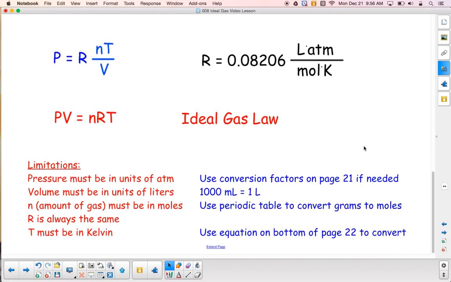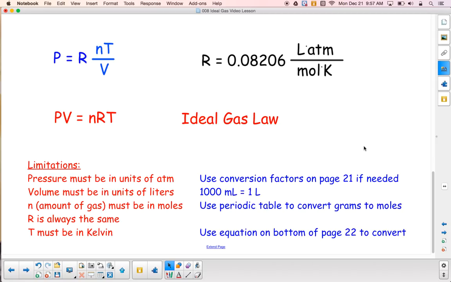Because of the units on R, there are some limitations to using the ideal gas law. The limitations are that pressure must be in units of atmospheres. You may have to use the conversion factors on page 21 of your notes if the pressure is given to you in some other units. Those conversion factors will be provided for you on a test as well. The volume must be in units of liters. Occasionally the volume is given in milliliters, and you can use the conversion 1,000 milliliters per liter to get your volume into liters.